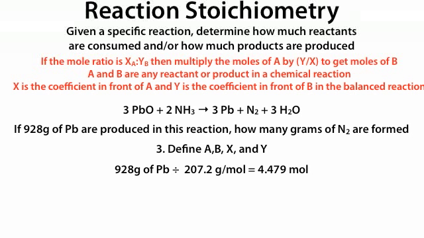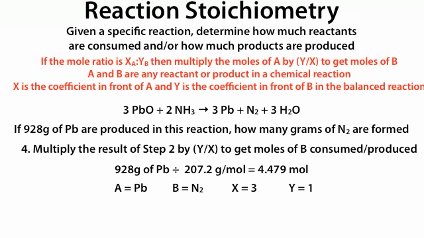Step 3. Define A, B, X, and Y. In this case, we are given moles of Pb and we're looking for moles or mass of N2. So since we have Pb, Pb is A. And since we're looking for N2, B is N2. X is the coefficient in front of A, or Pb, which is 3, and Y is the coefficient in front of B, or N2, which is 1.